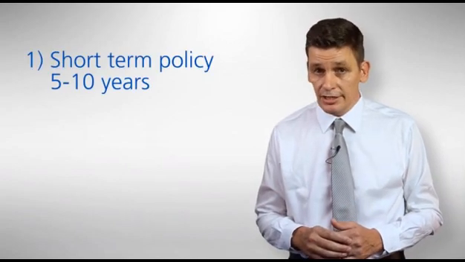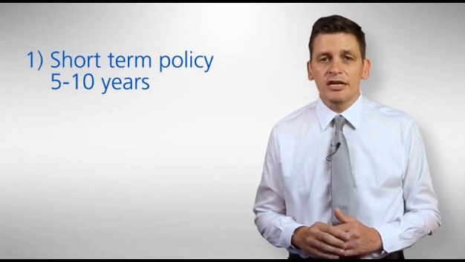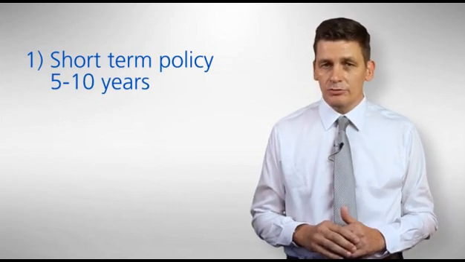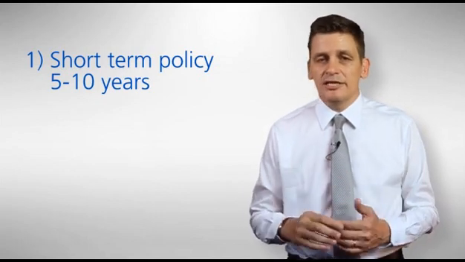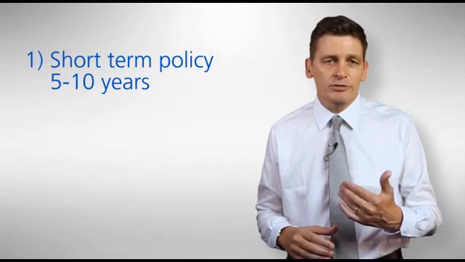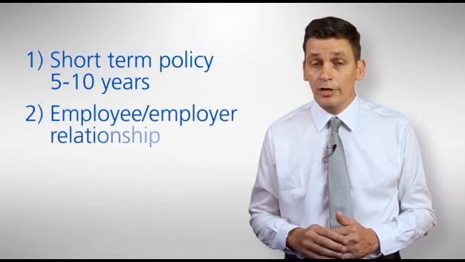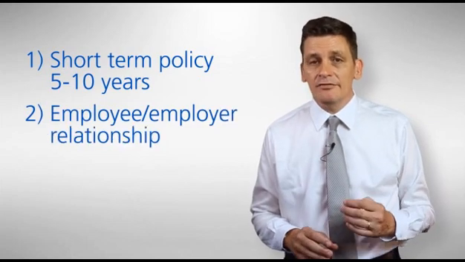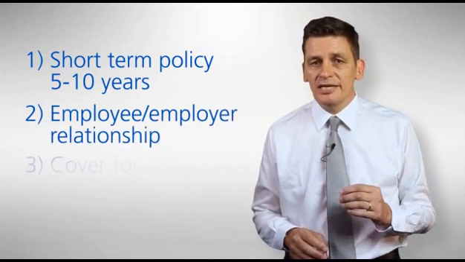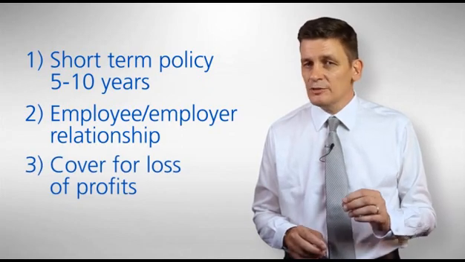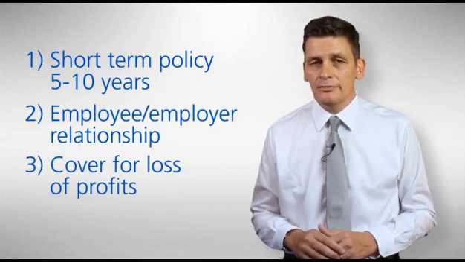Those 3 criteria were quite simply, firstly, that it must be a short-term policy. Now, Sir John Anderson never clarified exactly what was meant by a short-term policy, but generally it's been interpreted to be a policy that runs between 5 to 10 years. Secondly, there must be an employee-employer relationship. And thirdly, that it must just be to cover loss of profits. There must be no other factors included in the sum assured.